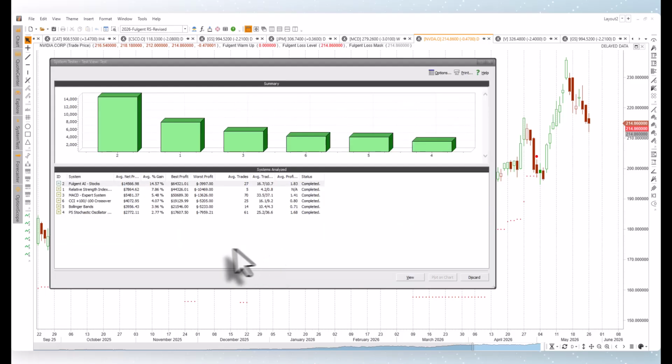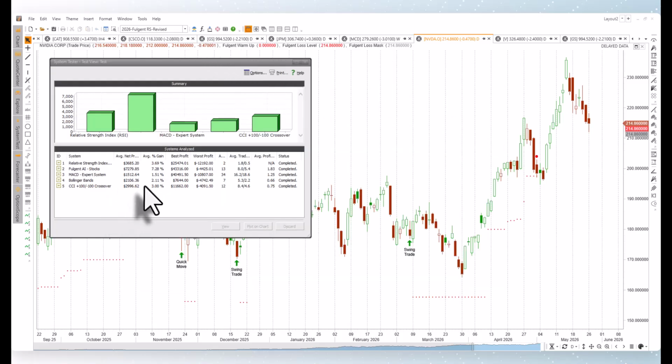Just for the sake of interest, I've done a test where we look at the Fulgent AI compared to, let's say, the RSI index strategy, MACD strategy, CCI, Bollinger Bands, and stochastic oscillator. And you can see that the returns are quite high for the Fulgent AI engine. So it beats all those other trading strategies on that basis. And depending on what time frame you've picked, you can see over 500 trading bars that the Fulgent AI engine also outperforms the other four strategies.